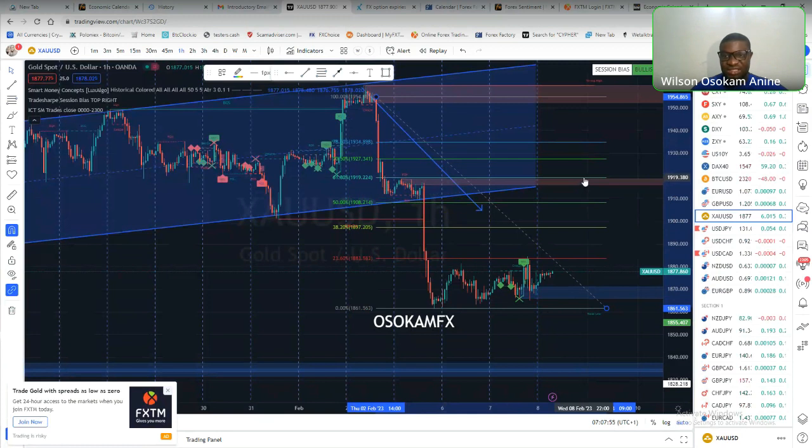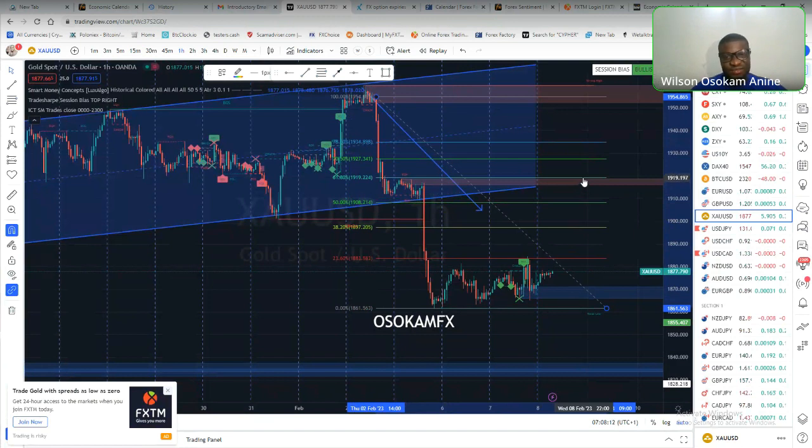That is where my take profit will be. But take profit one will not be bad at 1896. That is my take profit one. Take profit two is 1908. Then take profit three is around 1920.